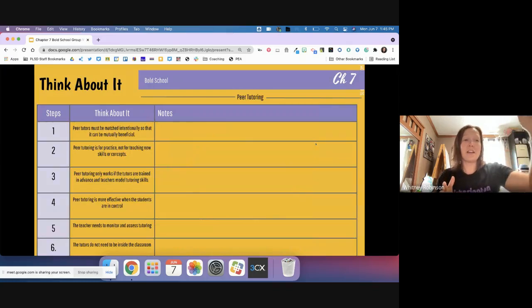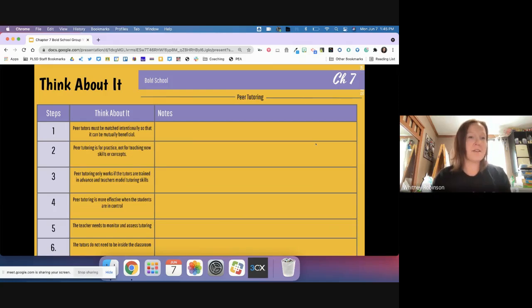These are the numbered things that the book wanted us to talk about. Everything I just said applies, but this breaks it out as to the very important things to think about when you're setting kids up for peer tutoring. So we talked about matched intentionally. It's for practice, not learning new material. You're not taking work off of your plate by throwing it on another kid who can just do it and teach the other kids.